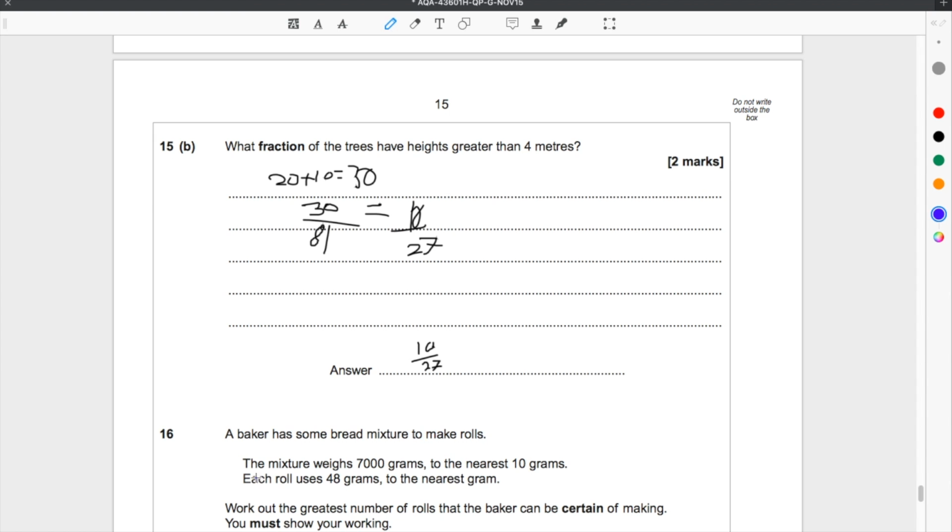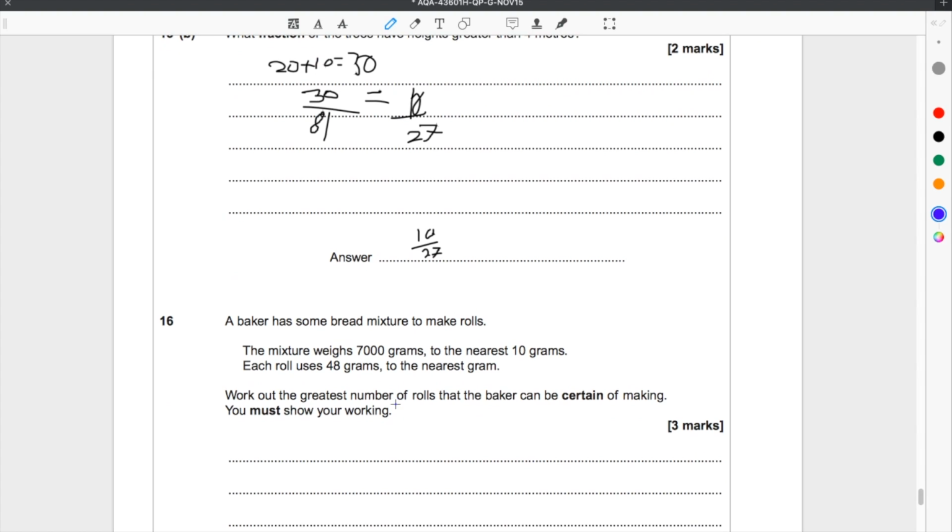Okay, so now moving on to question 16. A baker has some bread mixture to make rolls. The mixture weighs 7,000 grams, and that's correct to the nearest 10 grams. Each roll uses 48 grams to the nearest gram. Work out the greatest number of rolls that the baker can be certain of making. You must show your working.